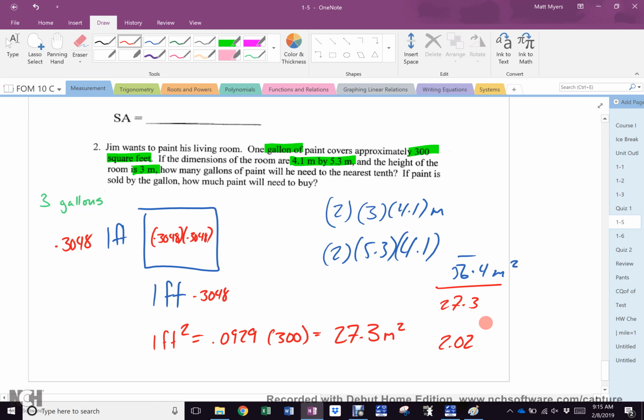Now, what if you didn't want to do it that way? Then you would convert this 3 and this 4.1 and this 5.3 to feet. And then you do length times width in feet. And then you would divide that answer by 300.